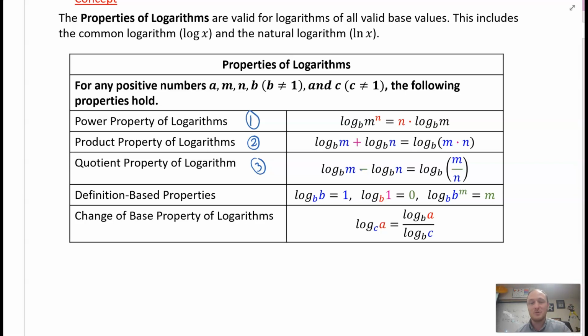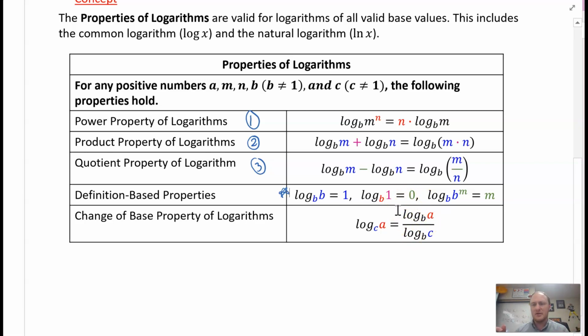All right, definition-based properties, these ones are important. We're going to utilize these when we simplify. Here's the identity property. We have log base b of b. Well, that just simplifies into being 1. They're inverse functions, an exponential and a logarithm. Now, if I have log base b of 1, that is just 0.